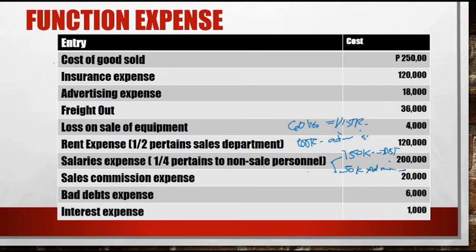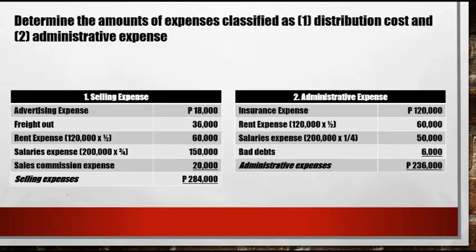Tapos, ika-categorize na natin the rest of the expenses. So, kapag hinati natin yan, ito yung magkakasama. So, you're going to determine, so, advertising expenses sa selling or sa distribution cost, si freight out sa distribution cost or yung delivery charge. Ito yung kanina, rent expense, kalahati ng 120,000 is 60,000. 3/4 ng salaries, which is 150,000. Sales commission expense, marami nakabenta kasi naka 20,000. So, ang total selling expense mo is 284,000.